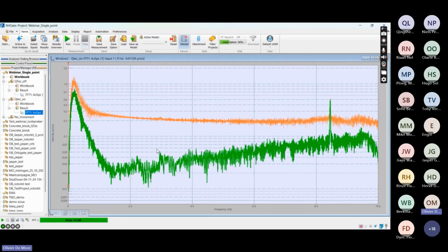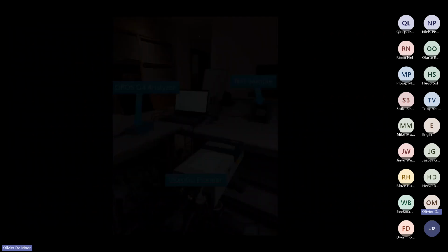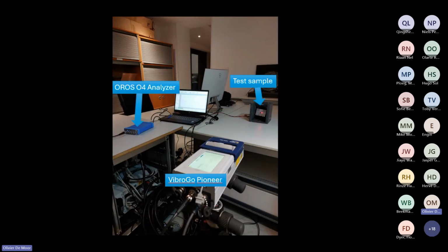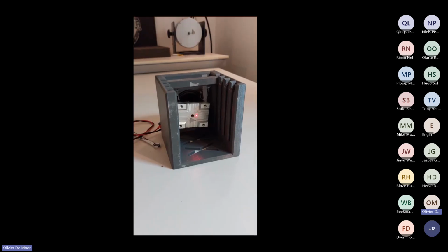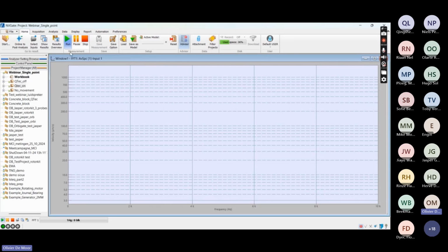The next thing we will do is test this also with our helium-neon VibroGo system. So this is with a 1 milliwatt output power red laser, and we will see how this one reacts on the same conditions as with the infrared system and the infrared system with QTec on. So now we connect the VibroGo system with the analog output to the Oros analyzer, and we repeat the measurement without movement. So this is just a stationary measurement.